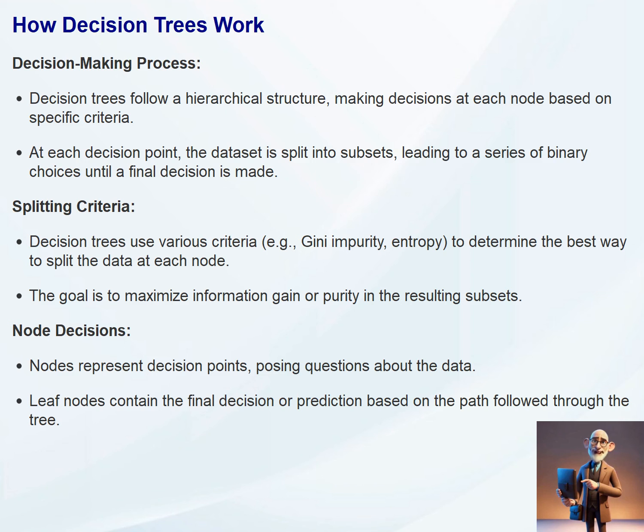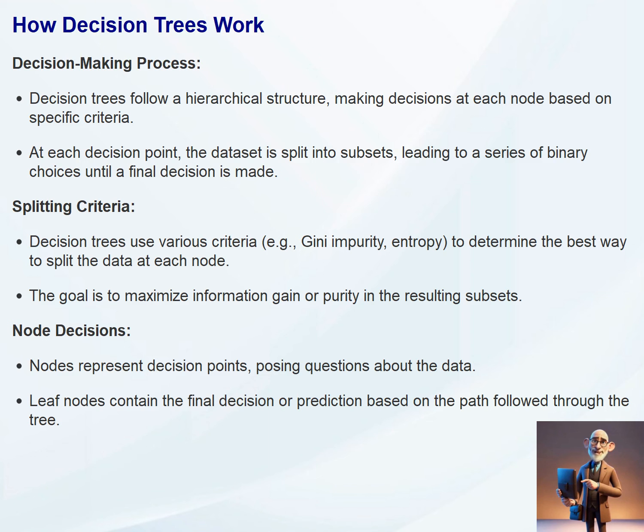As we traverse through the tree, nodes represent decision points, posing questions that guide the model's understanding of the data. These questions could be as straightforward as, is a certain feature greater than a specific value? The data continues to branch until we reach leaf nodes, each containing a final decision or prediction. It's akin to the tree making a series of binary decisions, refining its understanding at each step until it provides us with a clear prediction.